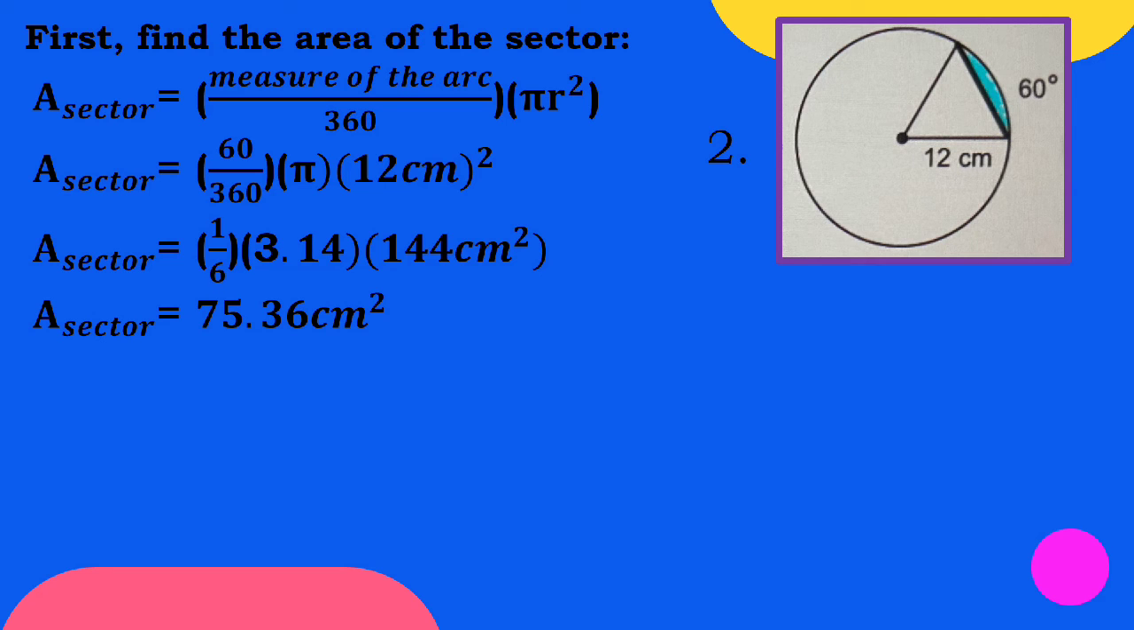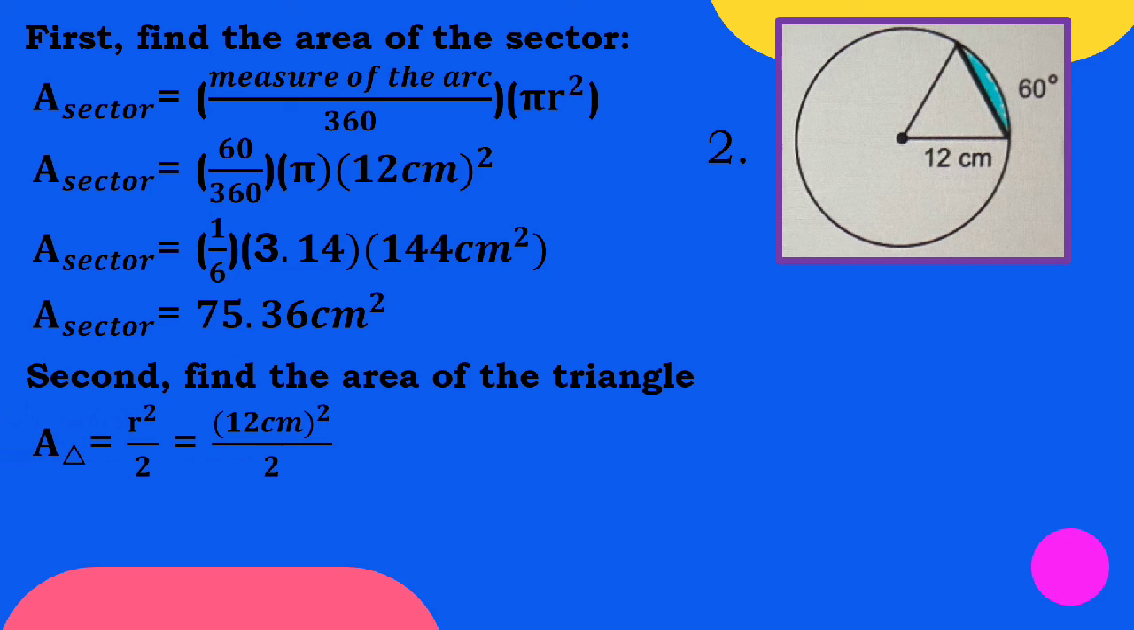After getting the area of the sector, second, find the area of the triangle formed. The area of the isosceles triangle formed is equal to r squared divided by 2, and that is equal to 12 centimeter square divided by 2. 12 centimeter square is equal to 144 centimeter square. 144 centimeter square divided by 2 is equal to 72 centimeter square.